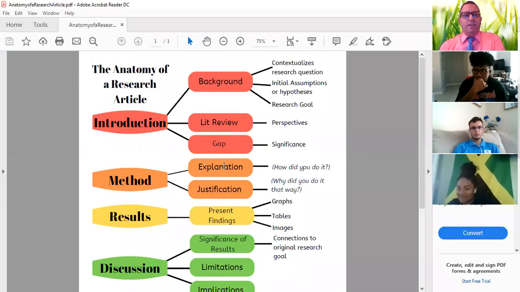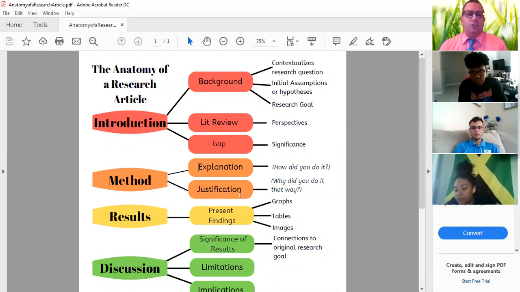But if you do believe at this point that it is going to be relevant, then you move on to the next section, which is going to be the method. This is where the researcher is going to explain how they did what they did and why they did it that way. So for example, they might say that for their research study, they used a sample size of 50 men and 50 women between the ages of 20 and 40. So that is their explanation. They are telling me how they conducted the study and that they mailed surveys, whatever, or they did interviews.